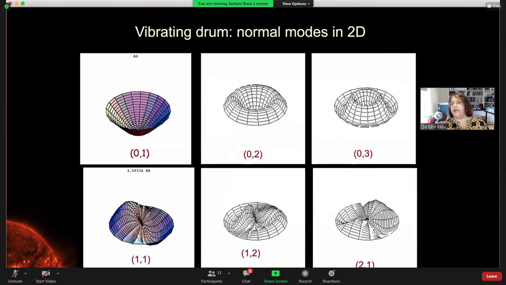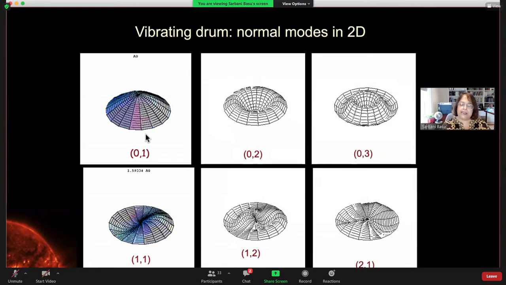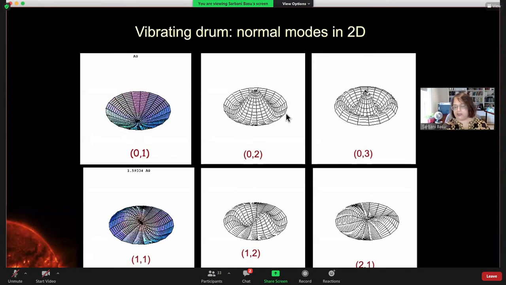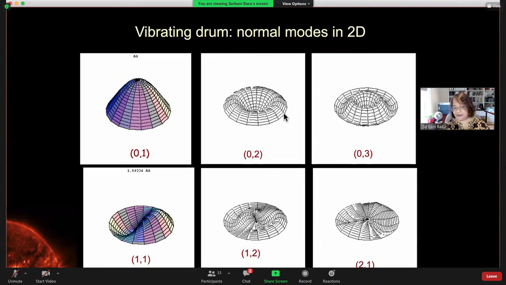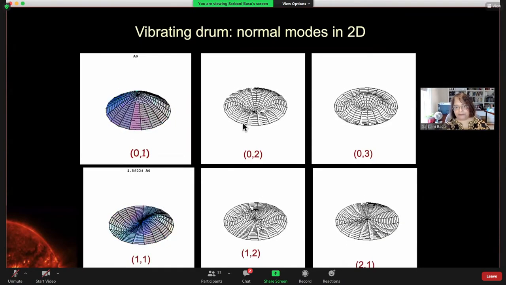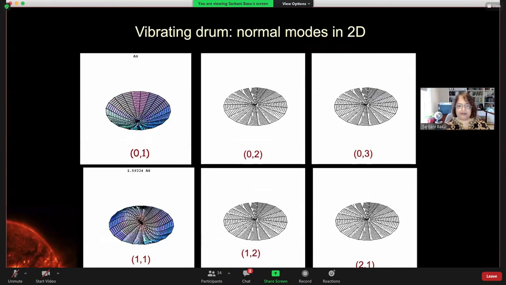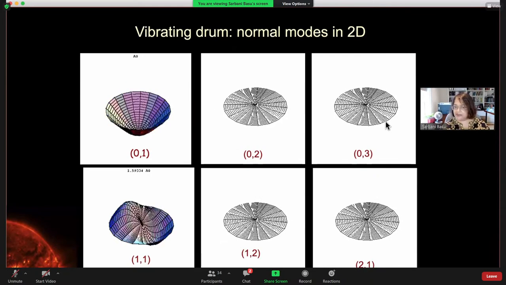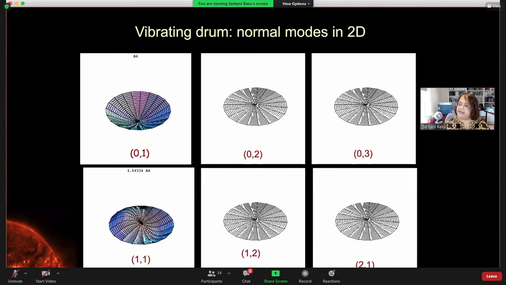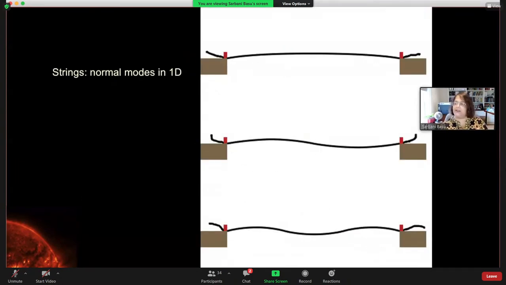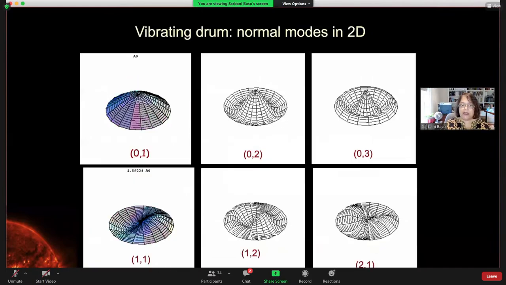Two-dimensional: think of a drum, a tabla. Here you need two numbers because you could have nodes along the circumference. In this case, you see there's a node where the membrane is attached, and there's a node in the middle. And you could also have nodes in the radial direction. In these three upper cases, there are no nodes in the radial direction, while in the lower cases you can see nodes in the radial direction. So you need two numbers. Incidentally, just as for a string you can represent the oscillations in terms of sines and cosines, for a two-dimensional surface you do it in terms of Bessel functions.